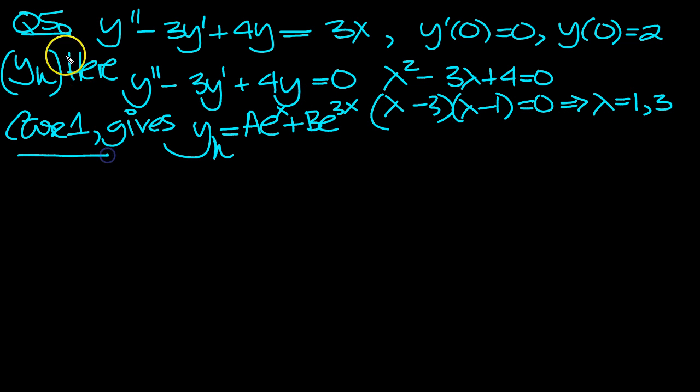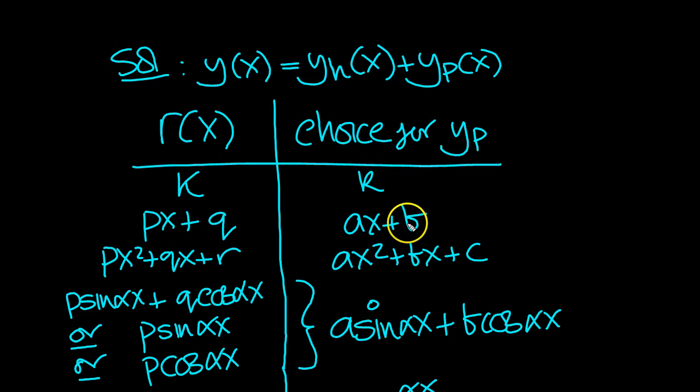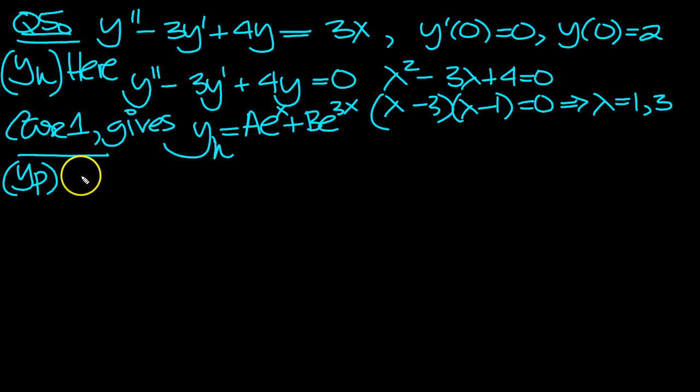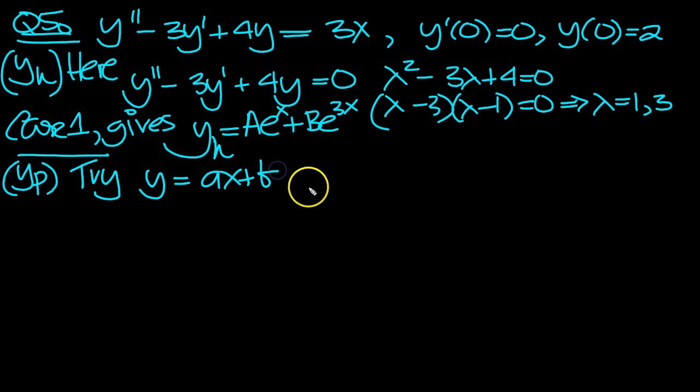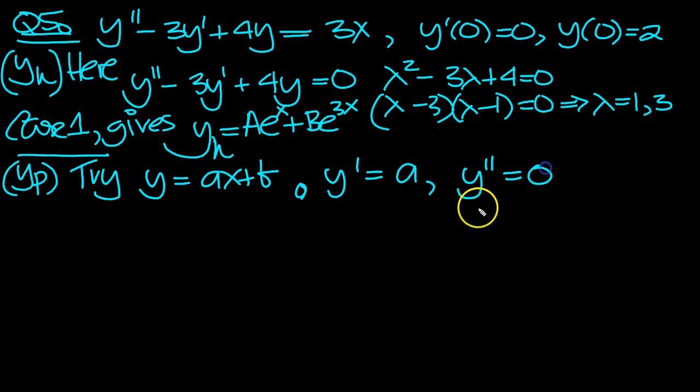That's yh done then. In the problem now we turn our attention to yp. We've got 3x, so we go down to our table and we try ax plus b, don't we? So let's try y equals ax plus b. So then if we have that, we have y dashed is equal to a, isn't it? And y double dashed is equal to 0.